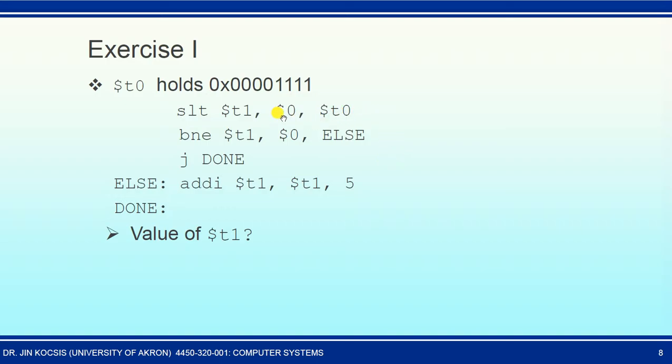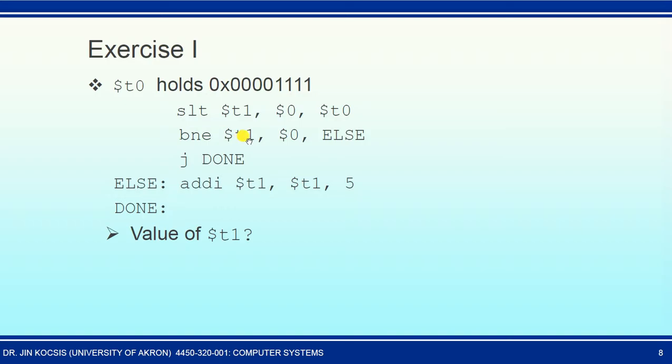So basically what we do here is we try to do set on less than T1, T0, 0, and T0. What it basically means is I try to compare 0 and T0. If 0 is less than T0, I will set T1 as 1, otherwise T1 will be 0. Again, T0 is represented this way as a hexadecimal, and the sign bit is 0, therefore it's a positive value, right? Therefore 0 is less than T0, which is a positive value, therefore T1 will be 1. Okay? So now I continue.